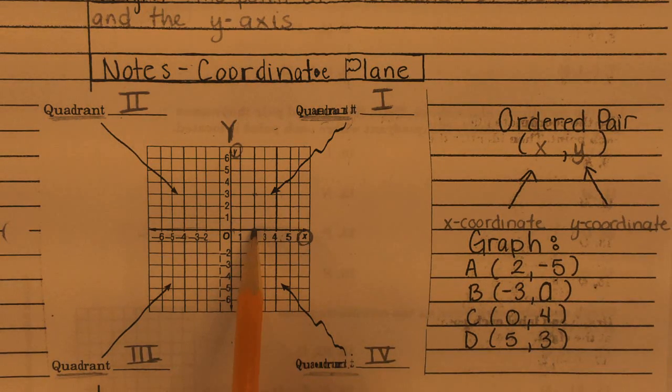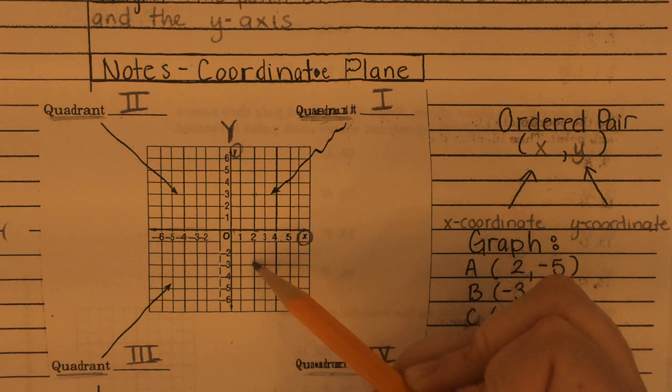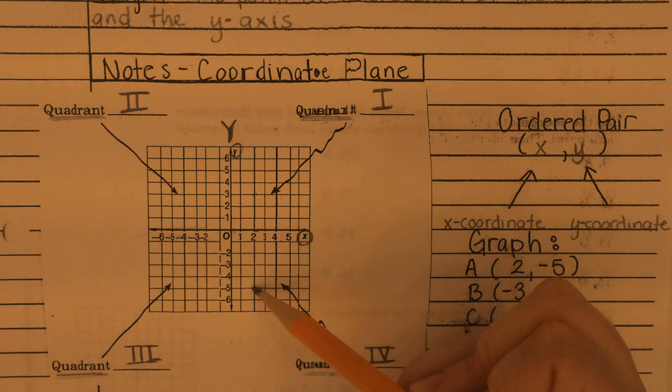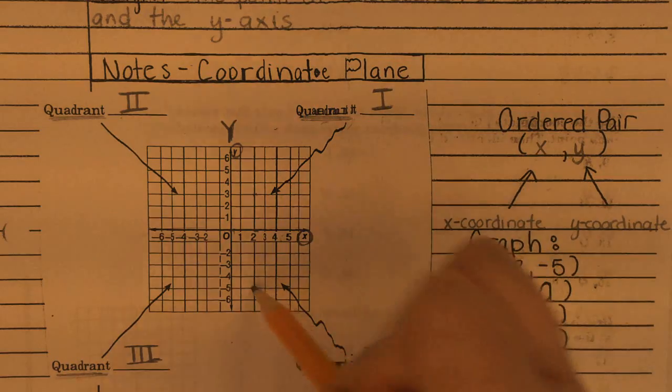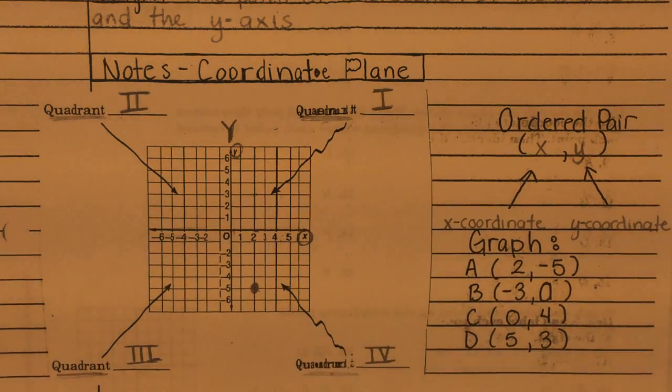Have I walked anywhere yet? No. Where does it tell me to walk? What number does it say? -5. So am I walking up 5 or am I walking down 5? Down because it's negative. So now I'm going to count 1, 2, 3, 4, 5. I did my crawling. I did my walking. I'm ready to put a dot there. All right. Make sure your dot is where those lines actually cross.